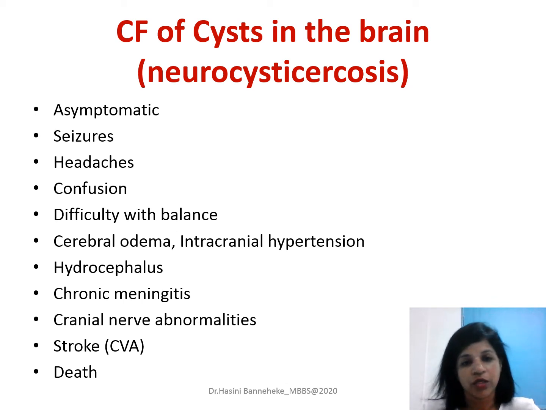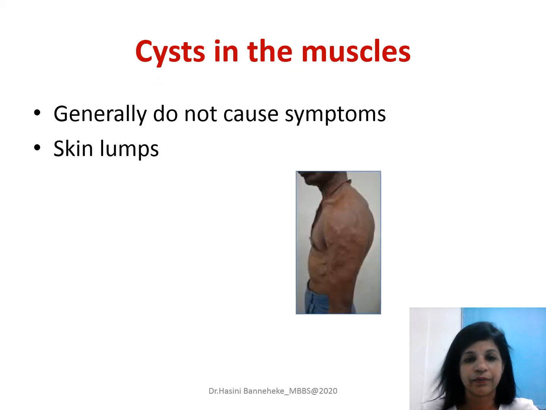So now this is a list of clinical manifestations that can be seen in a neurocysticercosis patient, but not all of these can happen in one patient. Different combinations can happen based on the location, size, and the stage of the cyst. This is a picture showing the cyst in the muscles. Generally, apart from the disfiguration and the cosmetic effect, there is not much of a problem to the human.